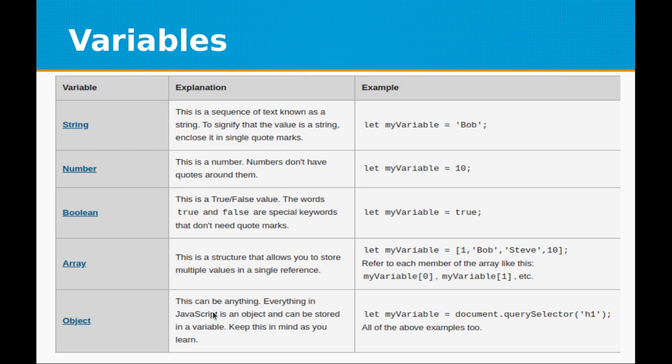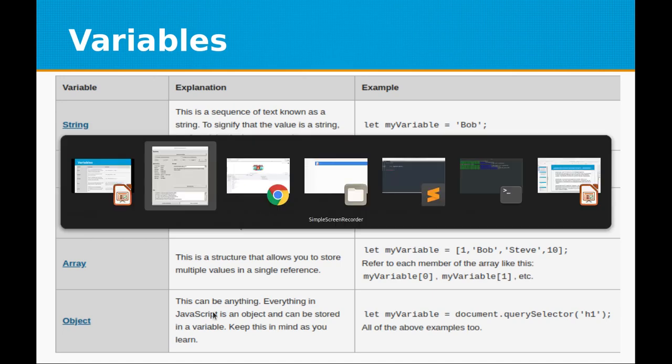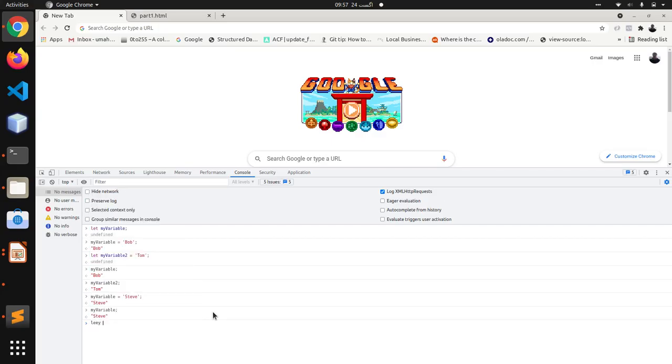The second one is number. Numbers don't have quotes around them. So to define a number variable, we can use let myVariableNumber equals 10. As you can see, we don't have a single quote or double quote around that, and if I get the value of myVariableNumber, I get 10.